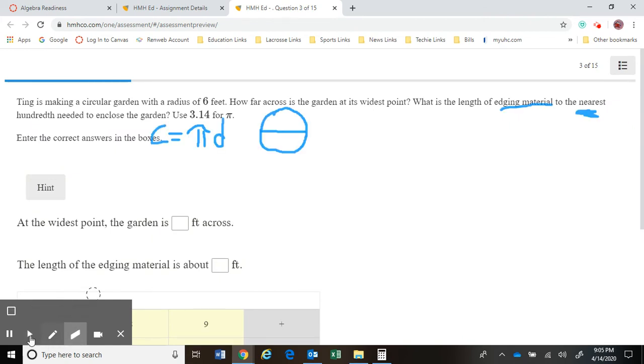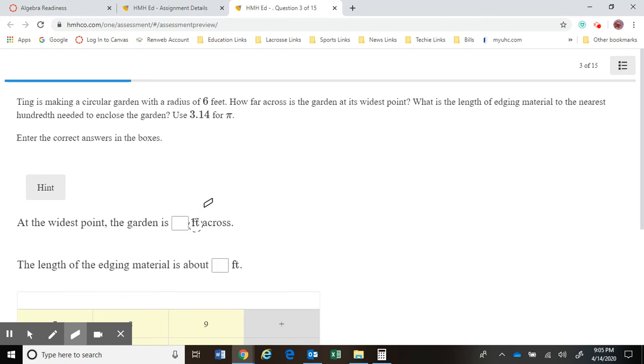Clear off my scratch. All right, Ting is making a circular garden with a radius of 6 feet. Remember, this time it's giving me a radius. How far across is the garden at its widest point? I've got a circular garden, and the radius starts in the middle and goes to the edge. That's 6. So if it's 6 halfway across, what would be the full distance?